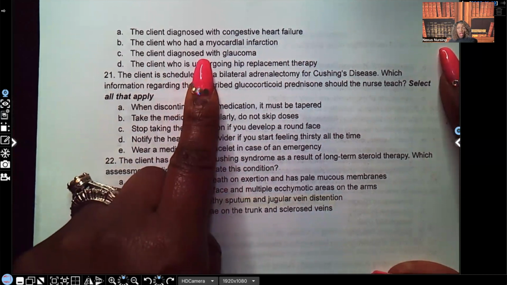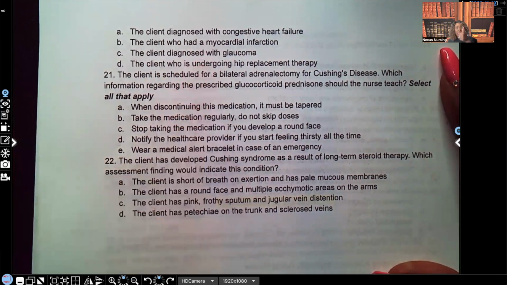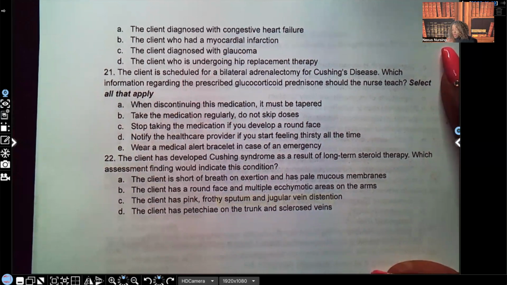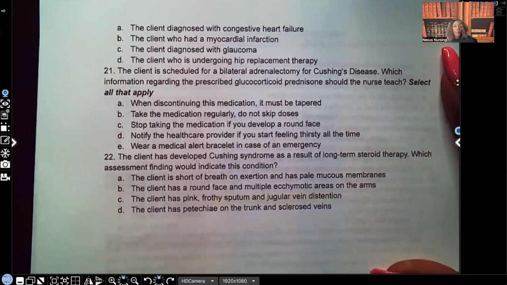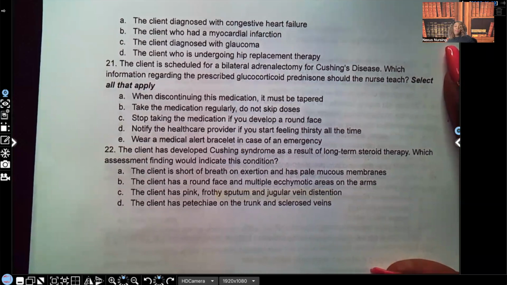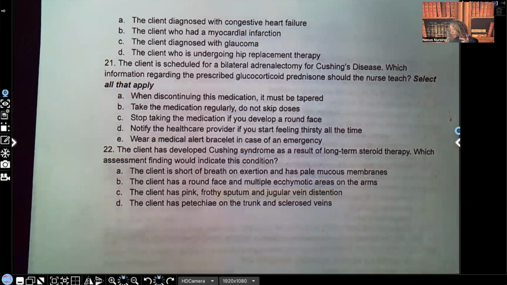Glaucoma. Remember the poem I taught you for the anticholinergics? Can't see, can't spit, can't pee, can't poop. Blurred vision, glaucoma, hello. Can't spit, dry mouth, xerostomia. Can't pee, urinary retention. Can't poop, constipation. Let's not take my word for it. Let's go look in the book.